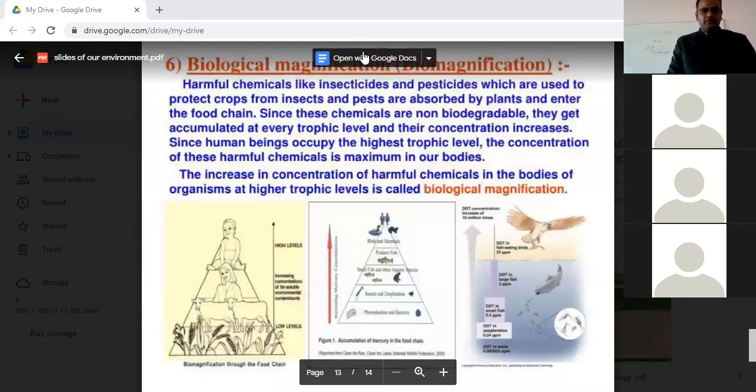What is the advantage of ozone? Yes, protection from the harmful UV radiation. Otherwise, Prerna, the harmful UV radiation can cause skin cancer and eye cataract. Is it clear, Prerna? Your doubt is clear? You asked about the advantage of ozone.